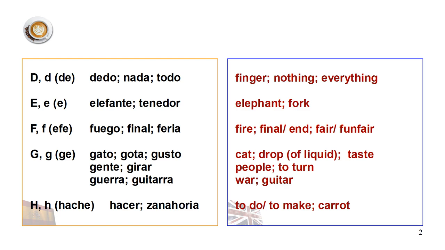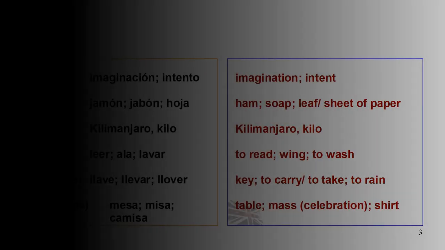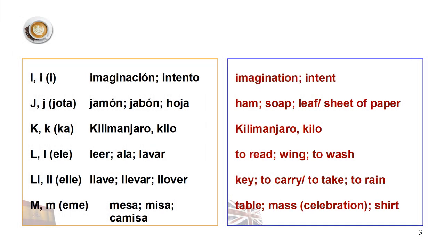H. This letter is never pronounced in Spanish. It is never aspirated. Let's have a look at these examples. Hacer, to do, to make. Zanahoria, carrot. Imaginación, imagination. Intento, intent.